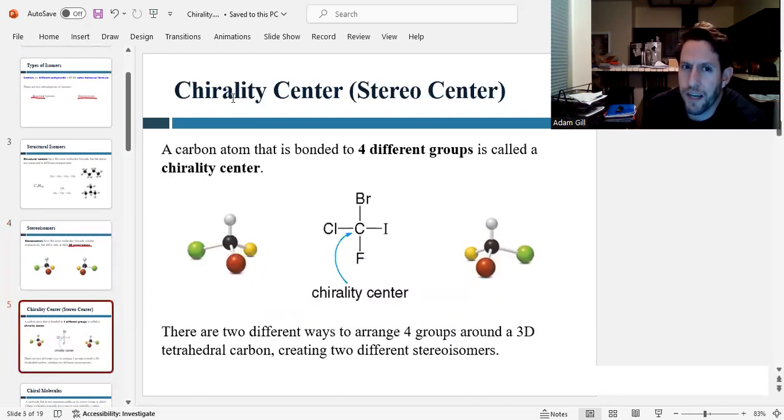So let's talk about chirality centers, also known as stereocenters. A carbon atom that is bonded to 4 different groups is called a chirality center. And so it's important that they are 4 different groups. When you have 4 different groups, there are 2 possible ways to orient them around that central carbon. You can orient them in a clockwise or a counterclockwise fashion. So anytime you have 4 groups that are different around a carbon, it's known as a chirality center.